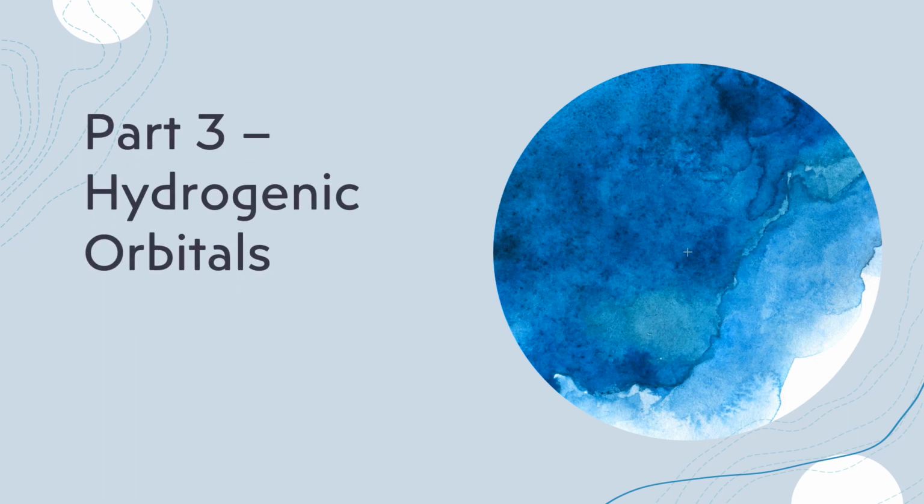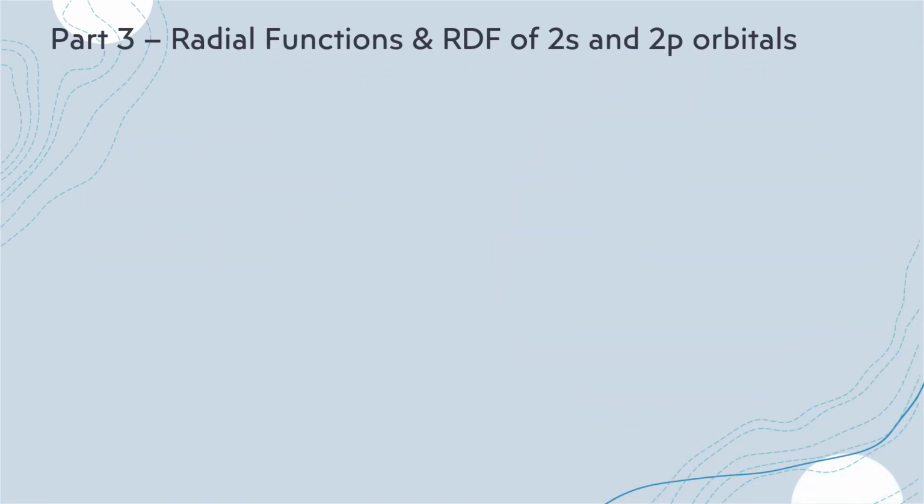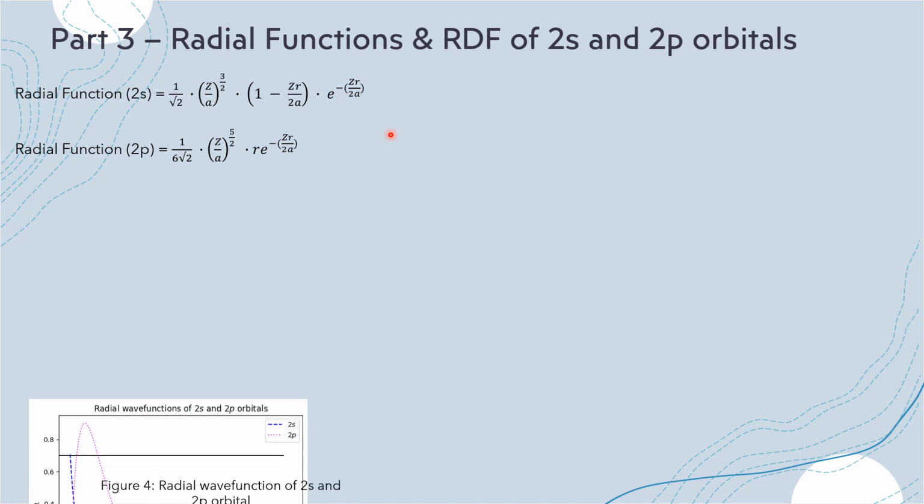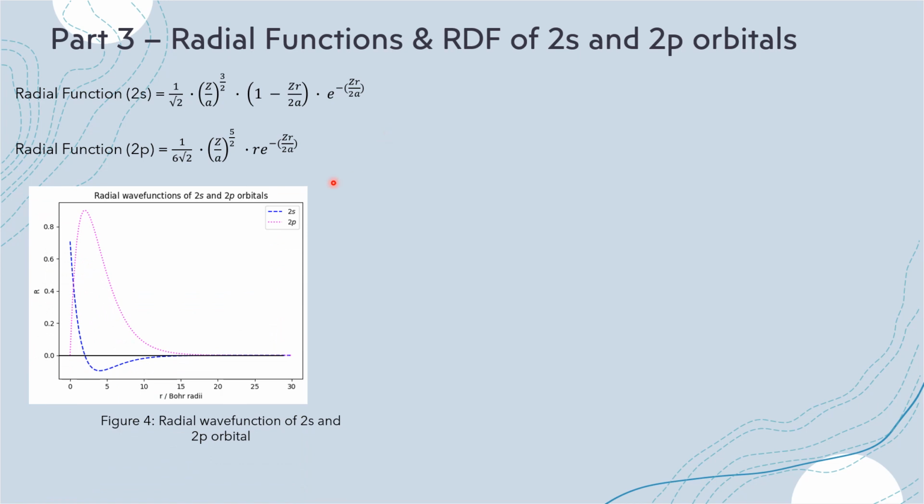Finally, in part 3, the radial function and hydrogenic orbitals of different s and p orbitals were graphically represented, and therefore the favorability of electrons was determined. Firstly, the radial functions of 2s and 2p orbitals were defined appropriately, as you can see here, where the atomic number, otherwise known as Z, and the Bohr radius, or a, is assumed to be 1 as it is in the hydrogen orbital. This is then plotted, which is seen in figure 4.